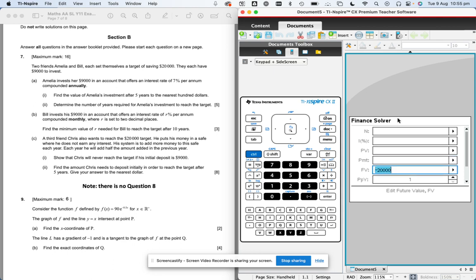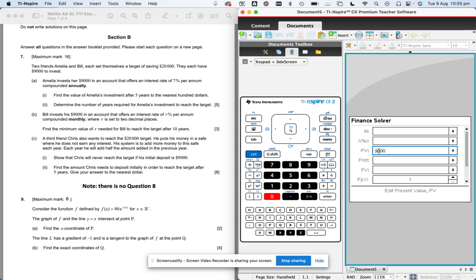I'll just delete this because this is what I was practicing before I started here. So this is how it normally starts. N is the number of payments. I is the interest. Let's just do it. Amelia invests her $9,000 in an account. So the $9,000 is here, which is the present or principal value.